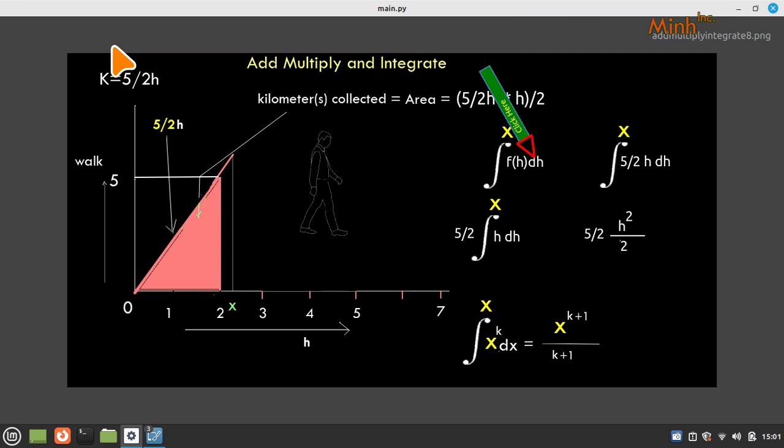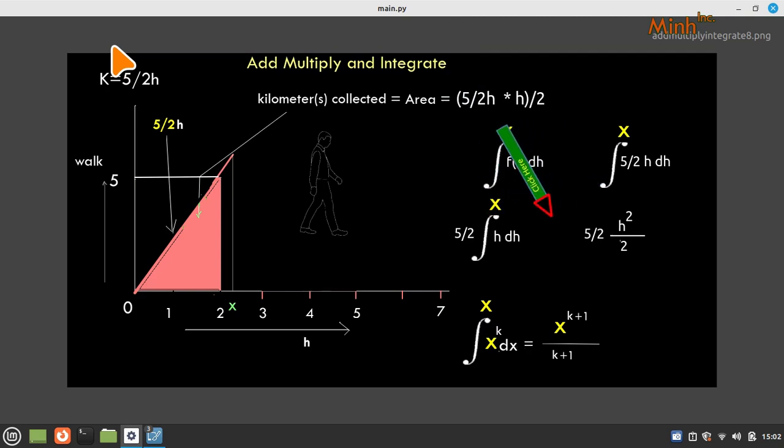In integration notation, for any h, we want up to x. So I can say the integral of f(h) dh up to x. We want to calculate up to x. So f(h) is 5/2 h. So the integral of 5/2 h dh up to x. If I take out 5/2, then it is h dh, only the variable inside. This becomes this because I already know this. This is the rectangle. So this becomes this.